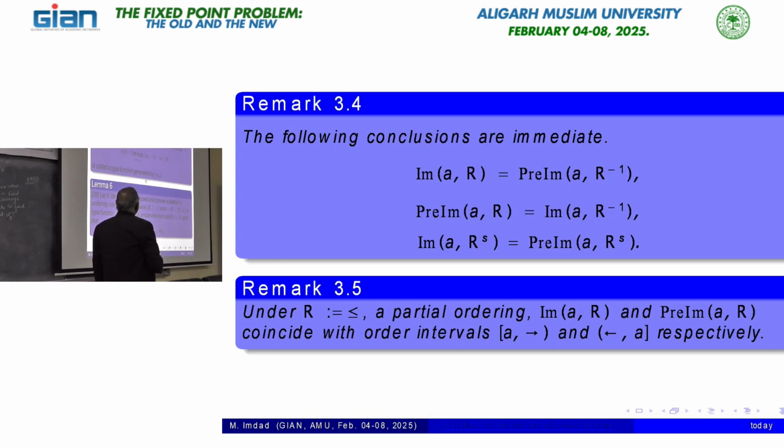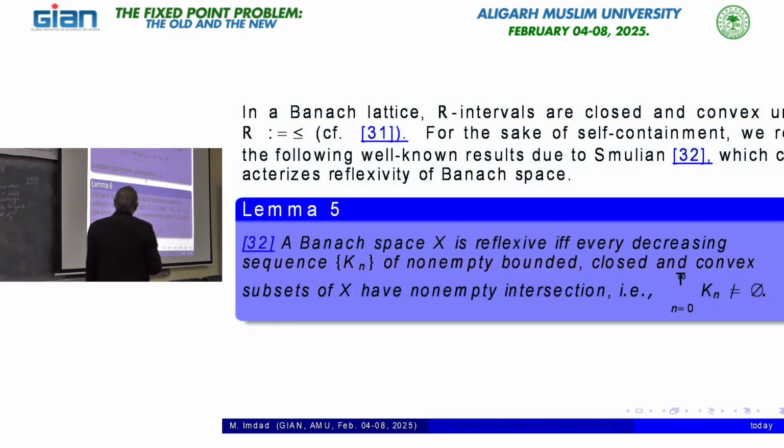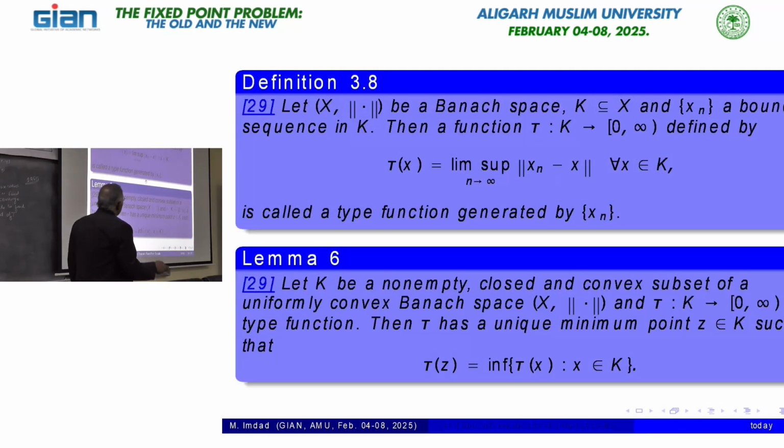As you see, you define a bounded sequence x_n in K, a normed space, Banach space, partially ordered Banach space, or here in our case ordered, and then a function from K to [0, infinity). Here no need is required, nothing is needed. Here tau(x) is equal to limsup as n tends to infinity of ||x_n - x|| such that x belongs to K. So this is what is named as a type function for a bounded sequence x_n in a Banach space.